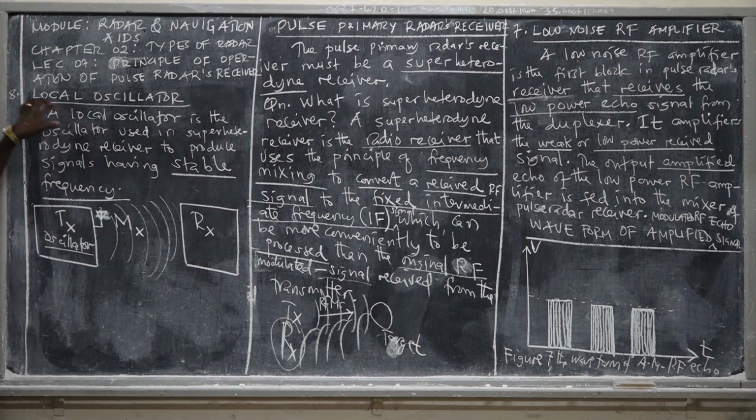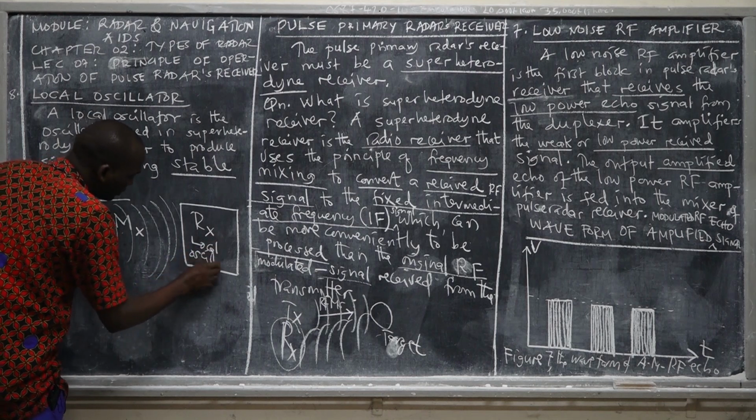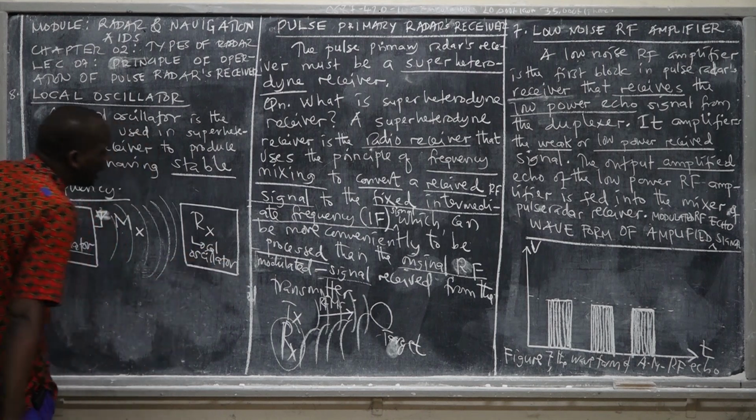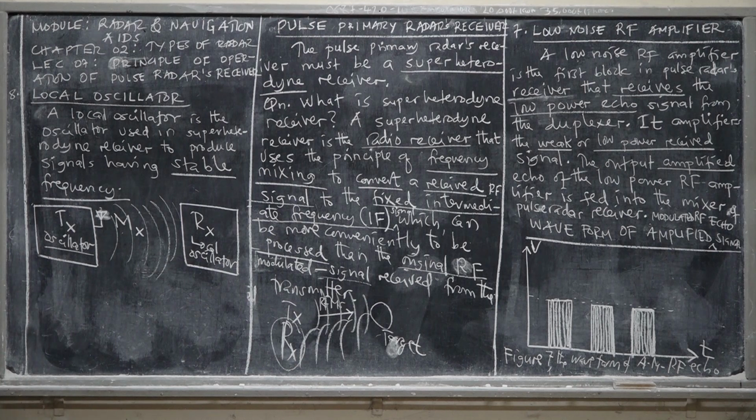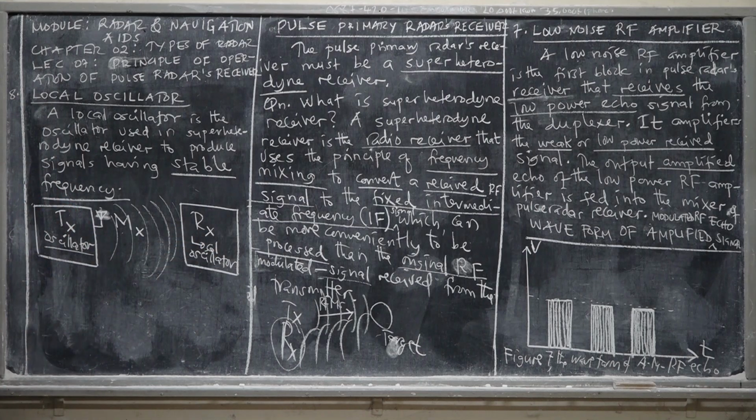Why do we call the oscillators we have in receivers local? Say local oscillator. The local oscillator that we find in most telecommunication receivers produces a signal of stable frequency, and that signal will be processed within the receiver unit. It will never get out. That's why we call it local.